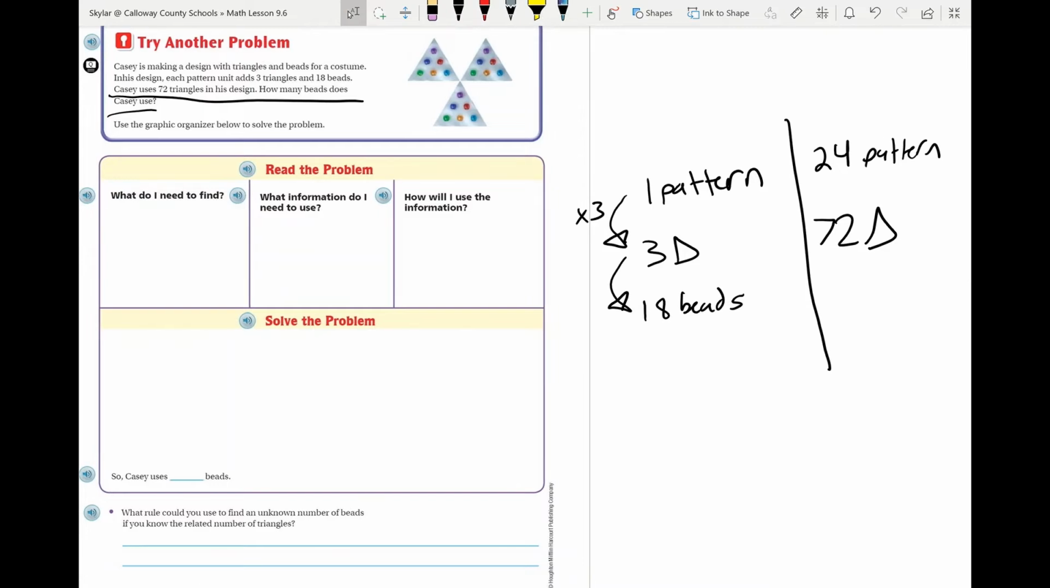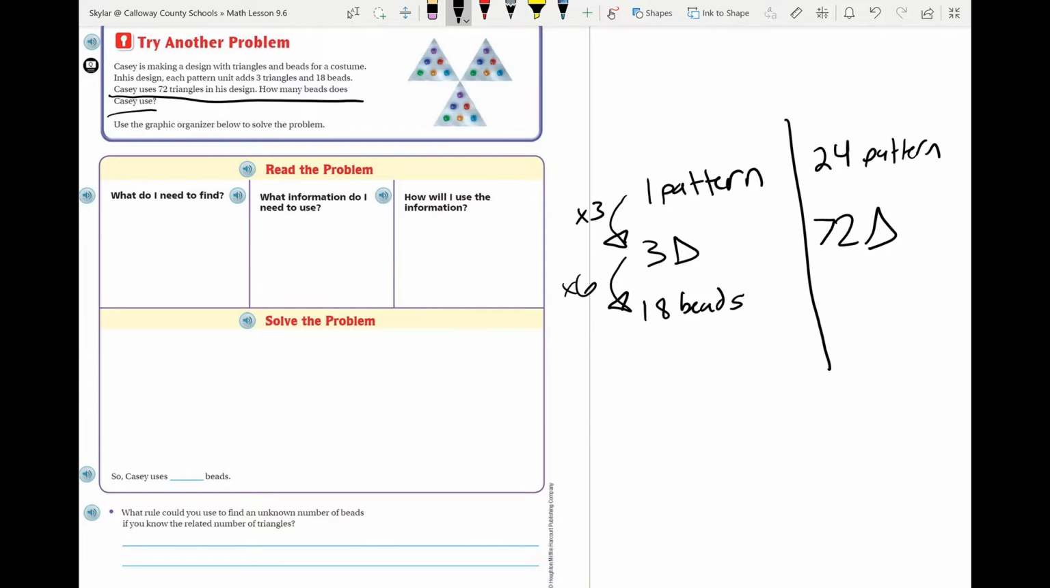So now we need to figure out what we're doing to our triangles to get beads. Well, if we had 3 triangles and we ended up with 18 beads, what are you going to have to do to that 3 to make it an 18? That's right, you're going to have to multiply it by 6. So, what you're going to have to do is multiply your number of triangles by 6.